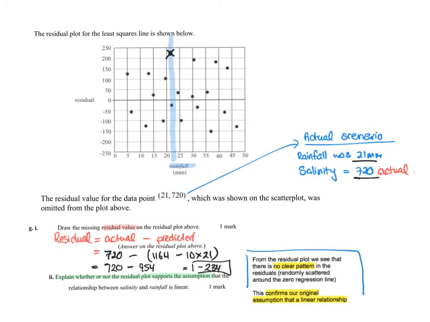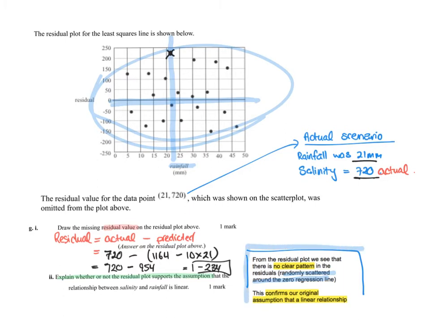So from the residual plot, we see that there is no clear pattern. Up here, the dots are just randomly scattered in the residual plot, randomly scattered around the zero regression line. There's the zero regression line. And this confirms the assumption that it's linear.